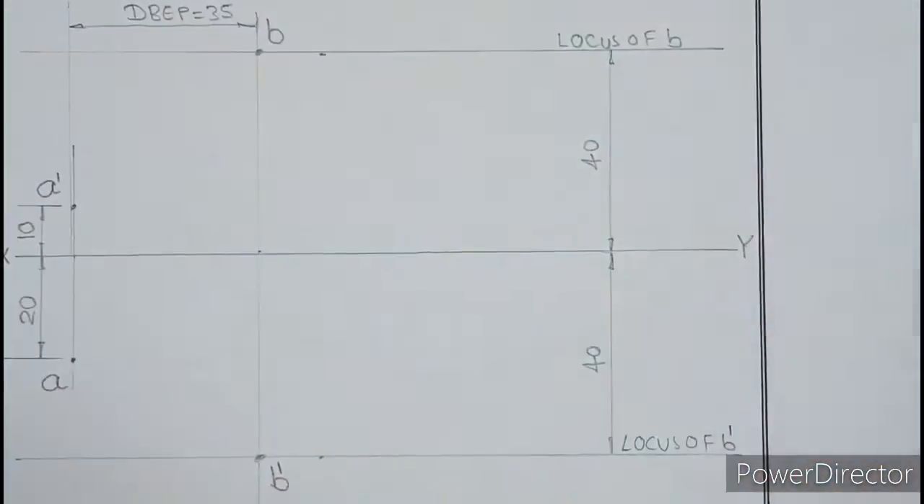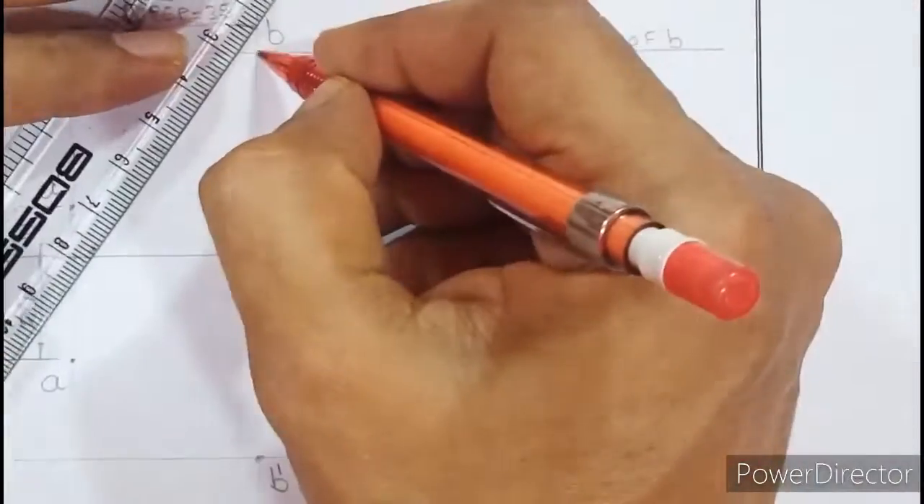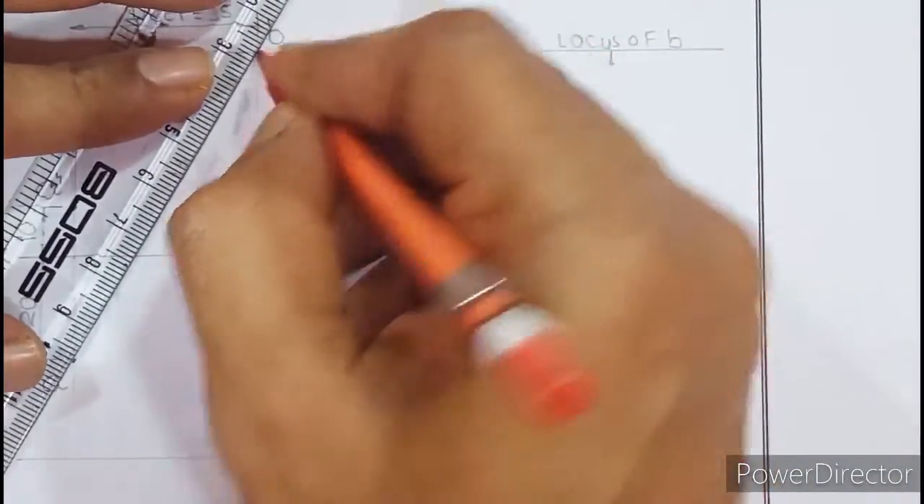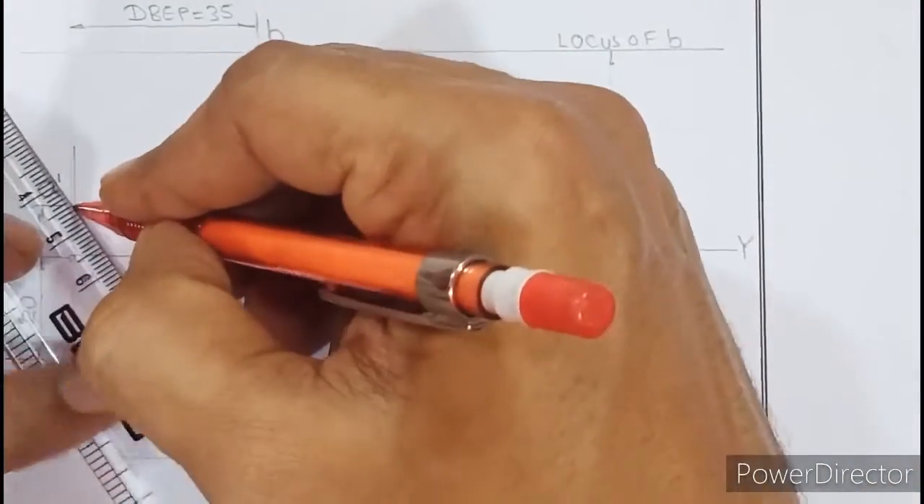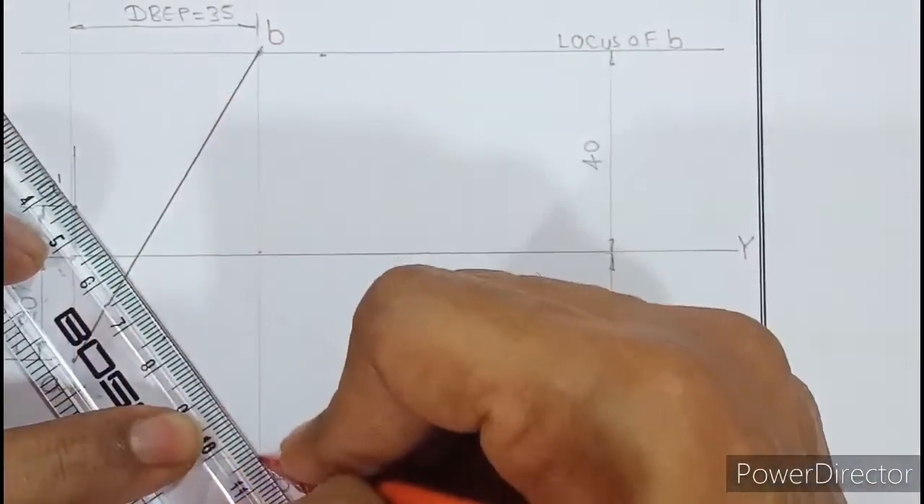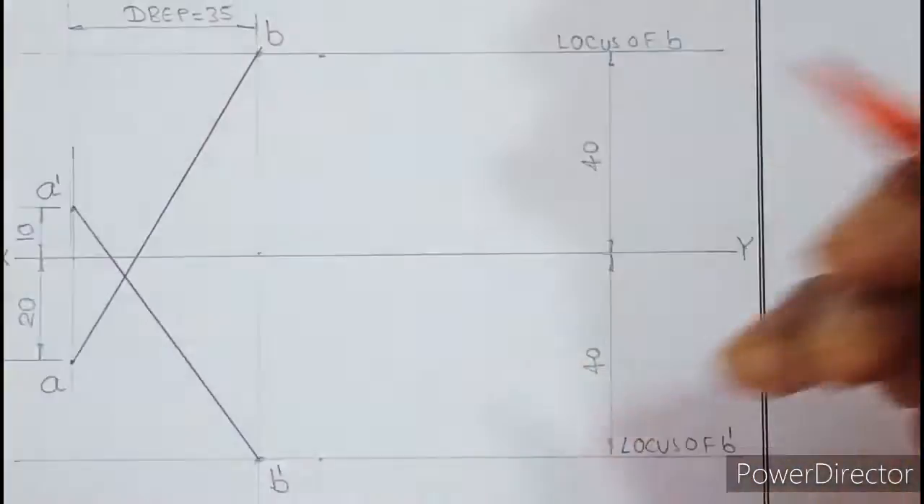So let us join the lines over here. I will join B with A, double trace it and make it darker. And I will join A dash with B dash, double trace and make it darker.